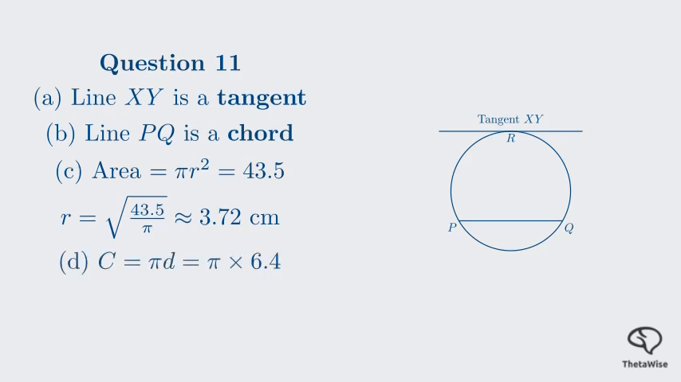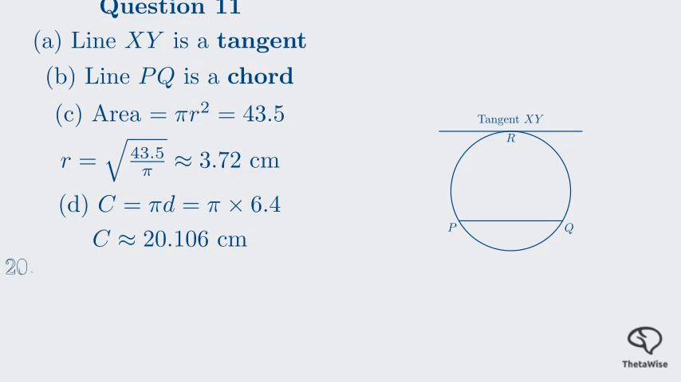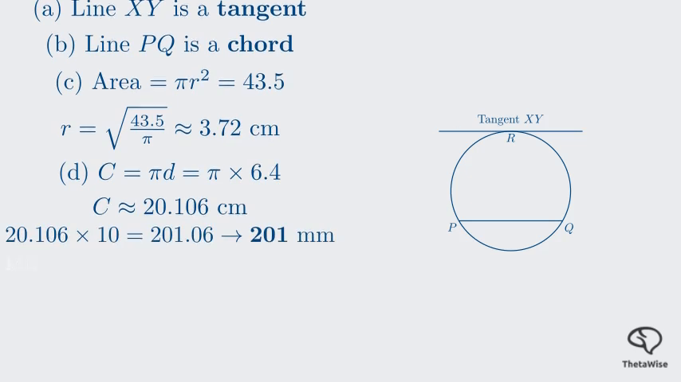Finally, part D asks for the circumference of a circle with a diameter of 6.4 centimeters. The formula is circumference equals pi times diameter. This gives 20.106 centimeters. Wait, the question asks for the answer in millimeters. Multiplying by 10, we get 201.06 millimeters. Rounding to three significant figures gives us 201 millimeters. Common mistake: forgetting to check the units. Always look at the answer line to see if a conversion is needed.